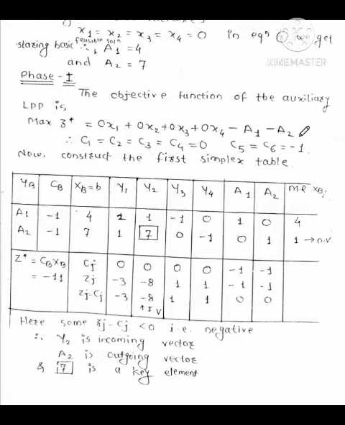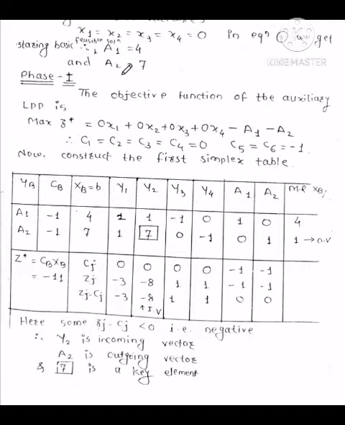Now we will construct the first simplex table. Okay, so what is the first simplex table? The first column is YB, the second column is CB, then XB equal to B, then Y1, Y2, Y3, Y4, A1, A2. Okay, so what are the basic variables as well as non-basic variables? YB means the slack or artificial variables, so here A1, A2. CB means C5, C6, that is minus 1, minus 1.